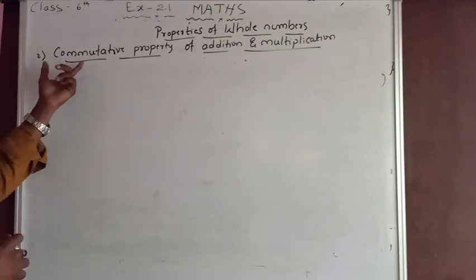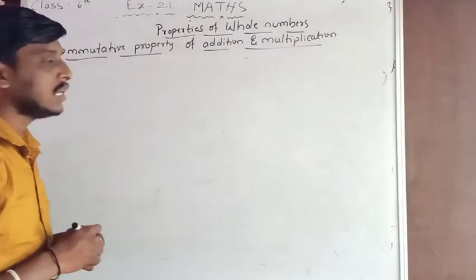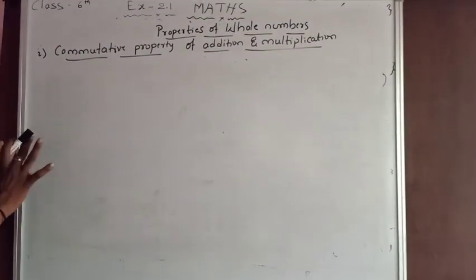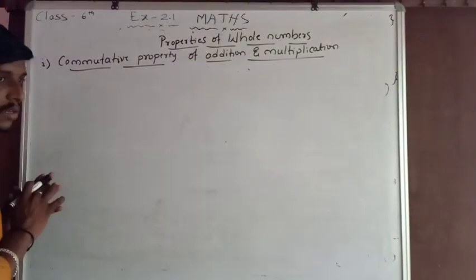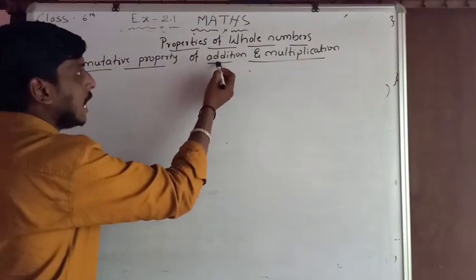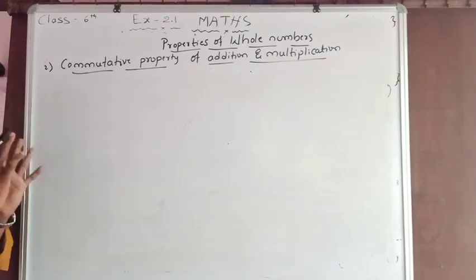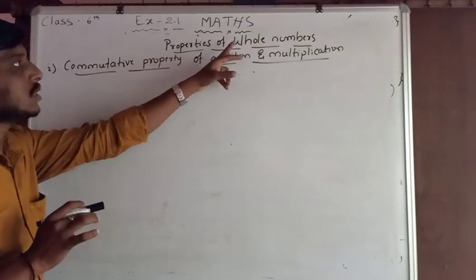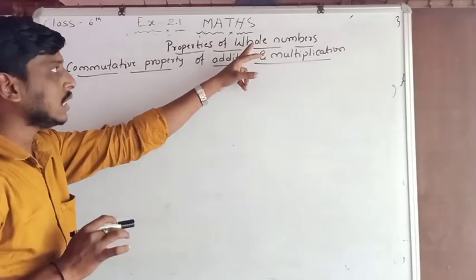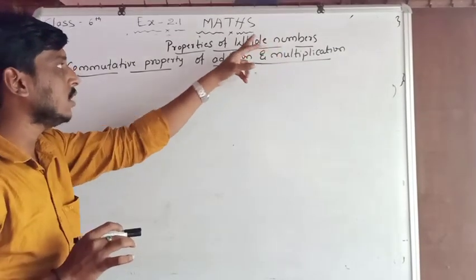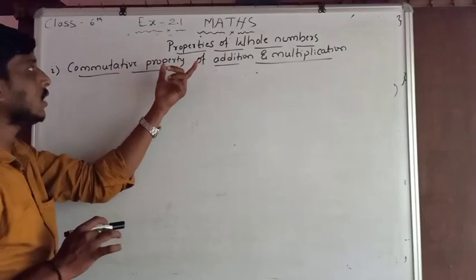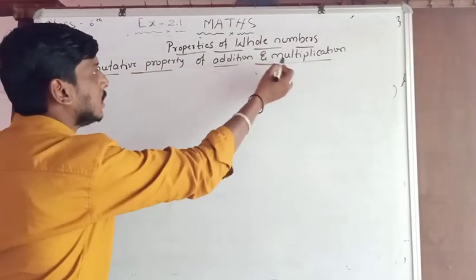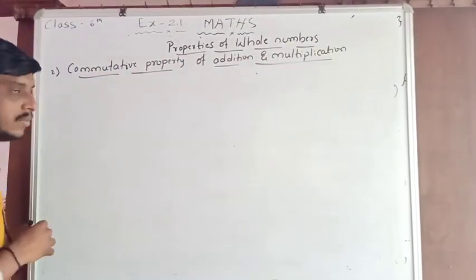Next property is what? Commutative property of addition and multiplication. This time I don't want to select all the mathematical operations. They mention addition and multiplication. Whatever numbers you take, they should be whole numbers. Whatever whole numbers you can select, addition and multiplication hold good for the commutative property.